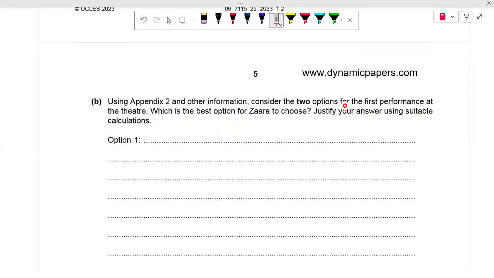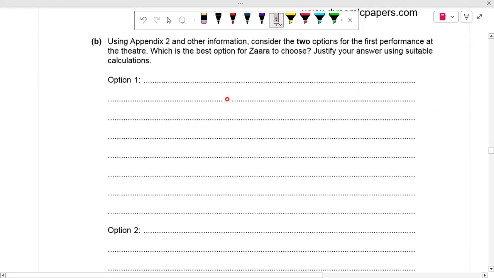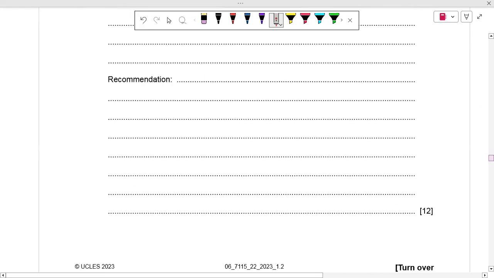And consider the two options for the first performance at the theater. So we have basically two options in appendix 2, and we have to decide which option is the best option for Zara, because I think this is a very new business, and we will analyze whether option 1 is beneficial for the business at the early stage, or option 2 is beneficial at the early stage. So we will discuss this, and we will also use some calculations. So we can also consider the quantitative factors while choosing the options.